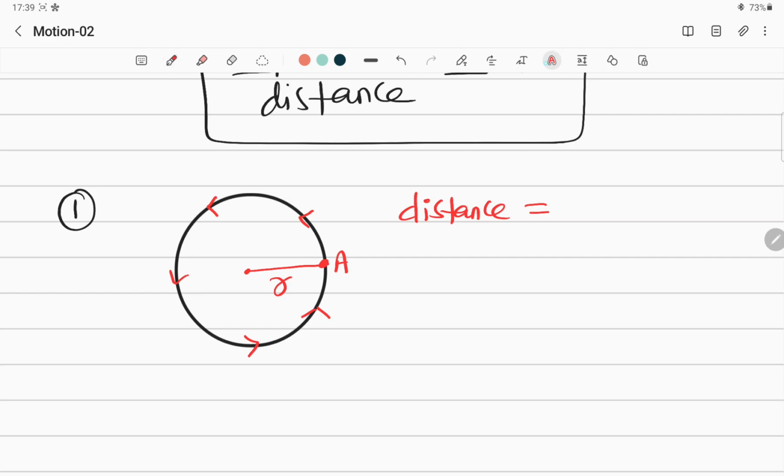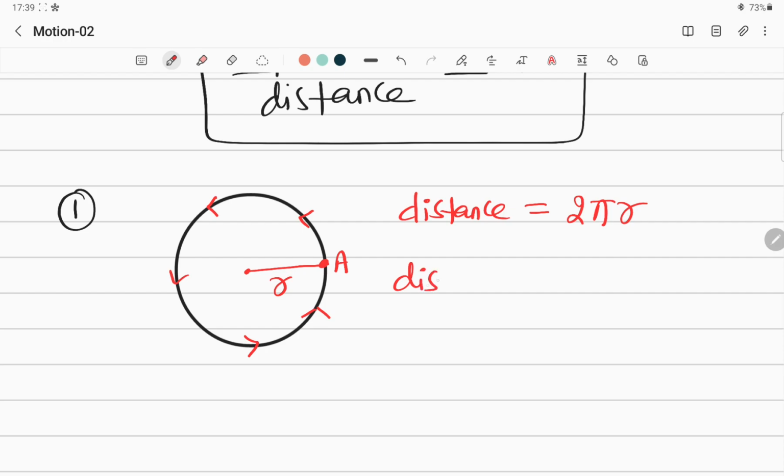It's quite simple. He took one round. Look at this, from A he took one round and came back to the same point. It means, what is the circumference of the circle? What is the length covered by him? It is the circumference. Don't you think circumference is 2 pi r? So that's what the distance is, 2 pi r.